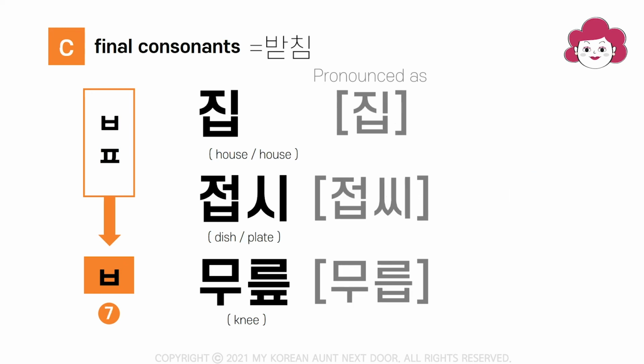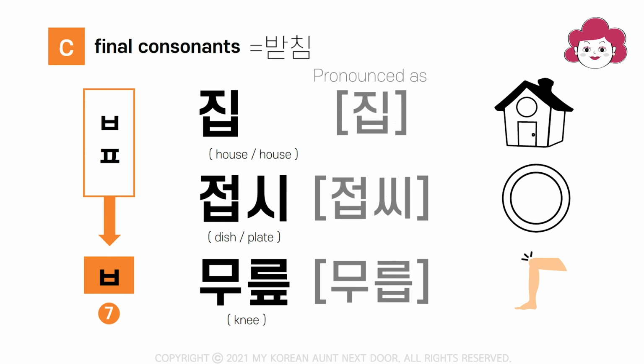Let's take a look at words with 비읍 and 피읍 final consonants. 집, 접시, 무릎.